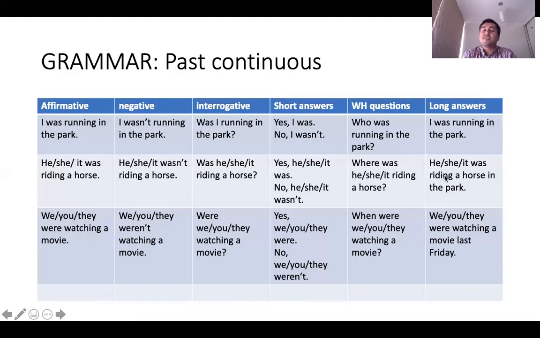Now we have the past continuous. You have the same chart showing you how the past continuous can be used. So we have affirmative, I was running in the park. I wasn't running in the park. Was I running in the park? Yes, I was. No, I wasn't. Who was running in the park? I was running in the park. And then the same with he, she, it, and we, you, and they.